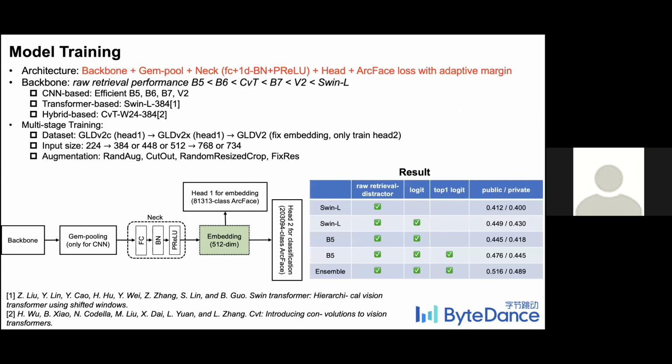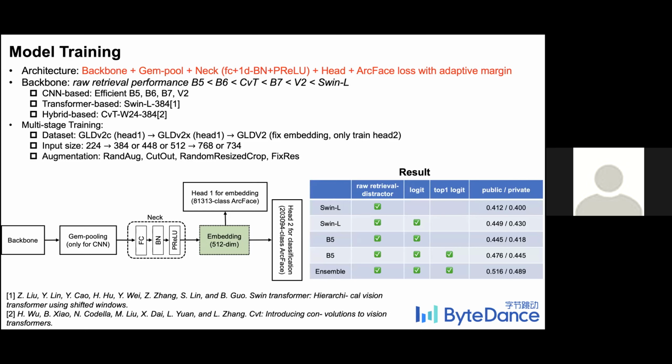And this slide shows our model training procedure and some experiment results. As with previous top 3 solutions, our model architecture is shown in the left figure, where backbone outputs are aggregated via a GeM pooling and then fed into an embedding neck layer. The image embeddings are used to classify specific landmarks supervised by ArcFace loss with adaptive margin. And here, the GeM pooling is removed in transformer and hybrid-based models because we think each token output feature is already the global representation because of the self-attention mechanism.